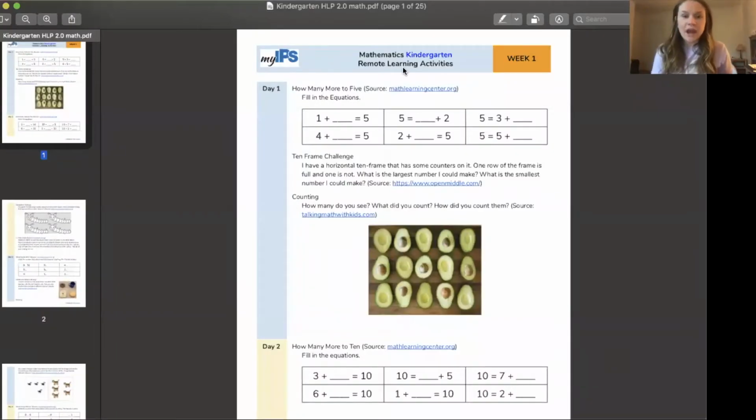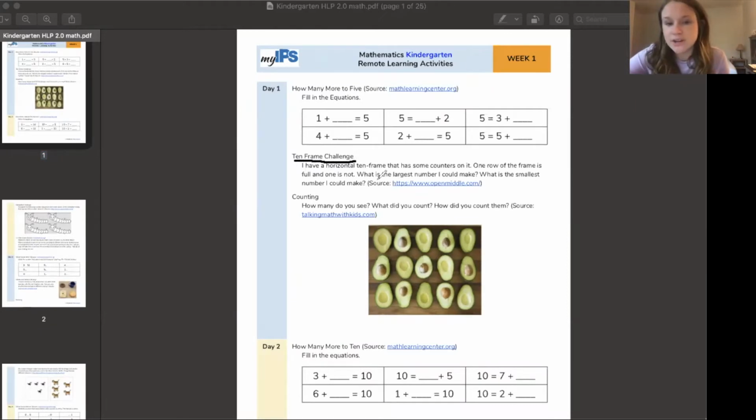Okay, friends, so now we're going to go down to where it says 10 frame challenge. Let me read this to you. I have a horizontal 10 frame that has some counters on it. One row of the frame is full and one is not. What is the largest, so the biggest number I could make? What is the smallest number I could make?